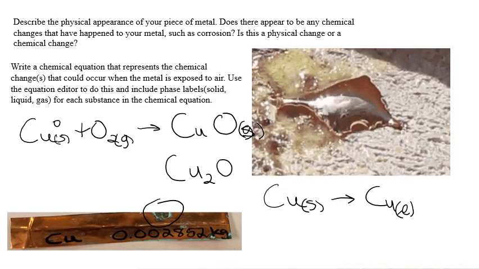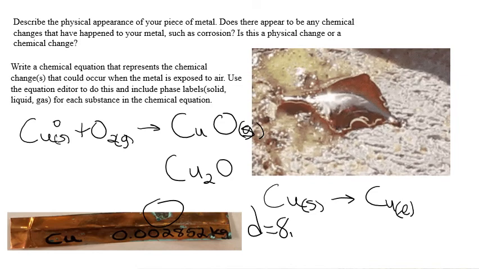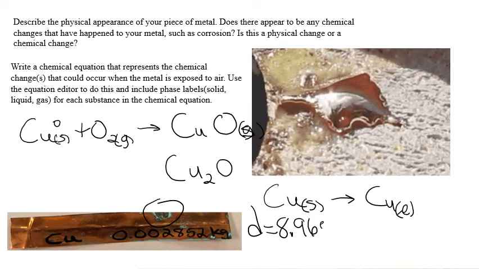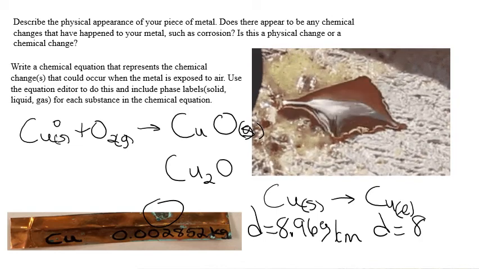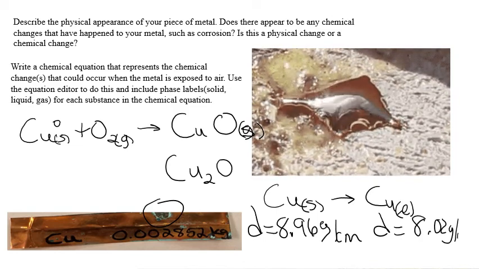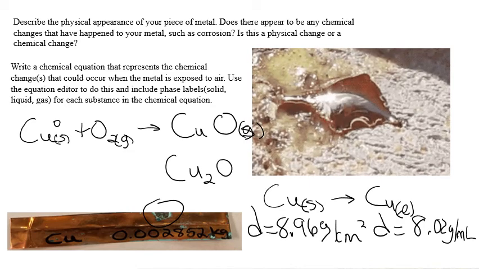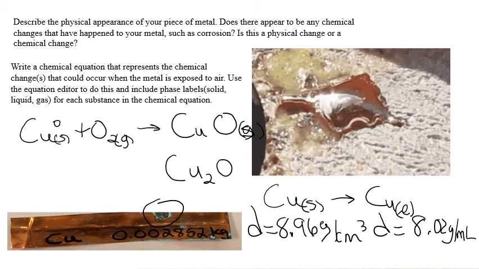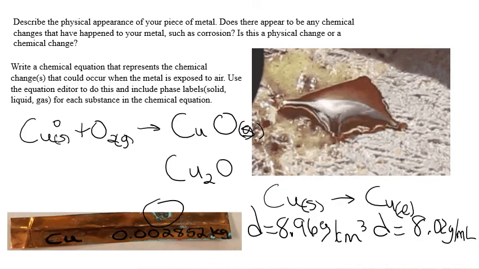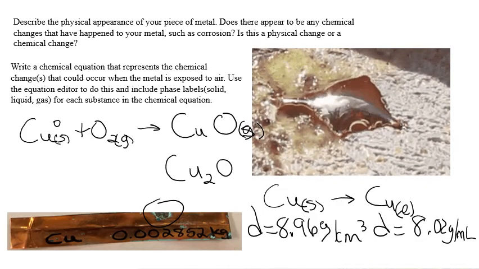And this, what's interesting I learned on Wikipedia, is that the density of solid copper is this. The density of liquid copper is this. See, so it changed. And cubic centimeters and milliliters are the same thing, but the density actually went down. So the atoms started to spread away from each other, which kind of makes sense because it's getting hot.